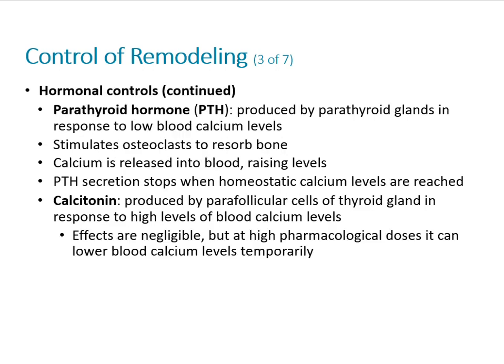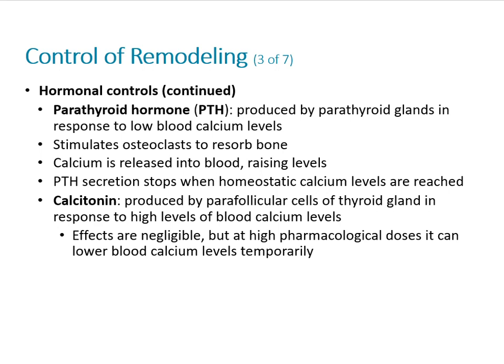Parathyroid hormone is the hormone produced by parathyroid glands, and it's produced in response to low blood calcium levels, because calcium is so important for many functions. This stimulates osteoclasts to go break down bone, to release calcium from that bone breakdown into the blood, and that raises blood calcium levels. So parathyroid hormone activates osteoclasts, which indirectly ends up giving us more calcium in the blood. And that parathyroid hormone secretion from the parathyroid glands will stop when the homeostatic calcium levels are reached.